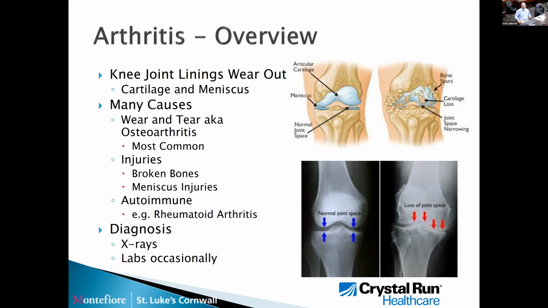Diagnosis of arthritis pretty much can be diagnosed on X-ray. It doesn't need any more complex imaging. Labs are occasionally helpful. For instance, if you're questioning whether or not someone has rheumatoid arthritis, labs will be helpful to assist in the diagnosis of that.